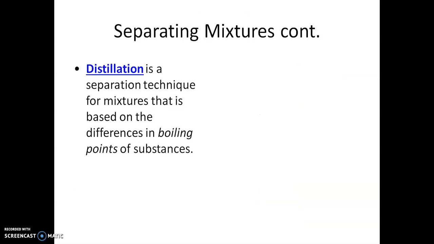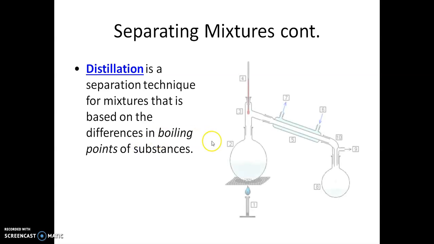The next one is distillation. And distillation separates things based on their boiling points, okay? So this is another physical separation. And basically what you do is you have a mixture in here over the flame, and I like to use the example of alcohol and water. If you were to mix alcohol and water, alcohol boils faster than water does.